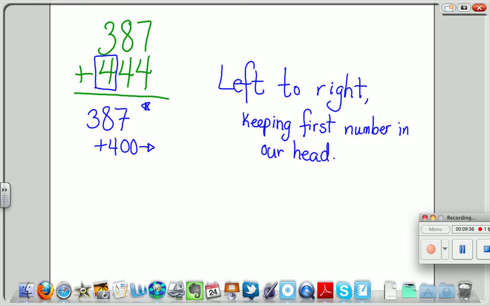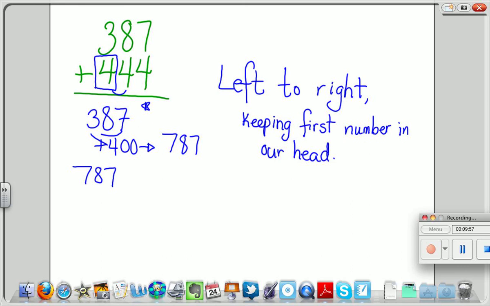Did you forget? Okay, keep trying to figure it out. 787. Good girl. 787. The 87 we're not changing. We're just looking at that 3 and 4, right? So now we're going to keep 787 as our special number, and we're going to add the next number heading right.